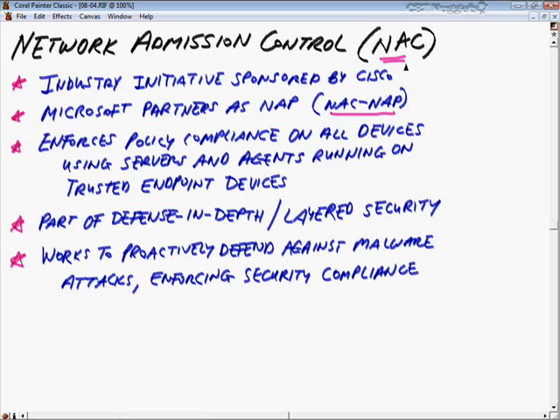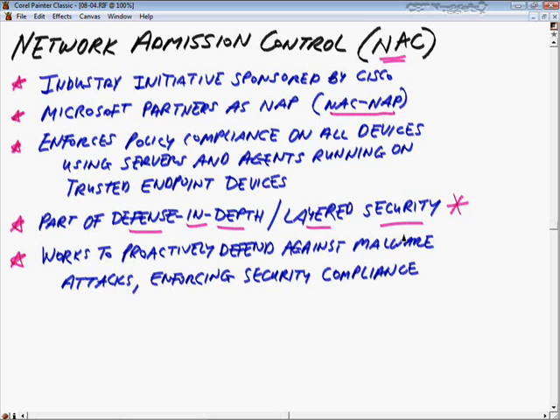Okay? Now, NAC is part of what Cisco calls the self-defending network. But the industry term here is not self-defending network. The industry term is defense in depth. Layers of defense or layered security. So a company that implements network admission control is basically adding another layer, another defense in depth.